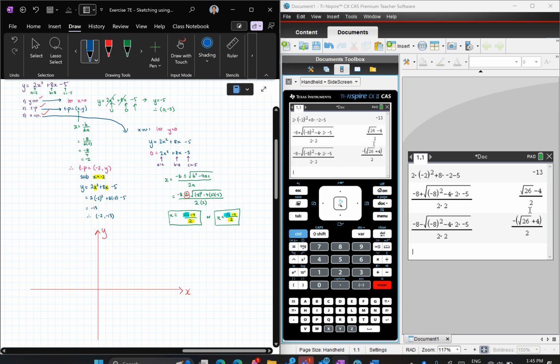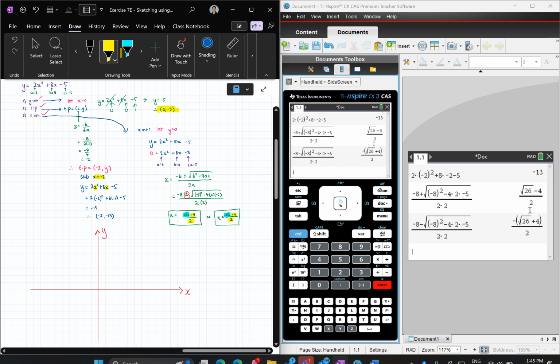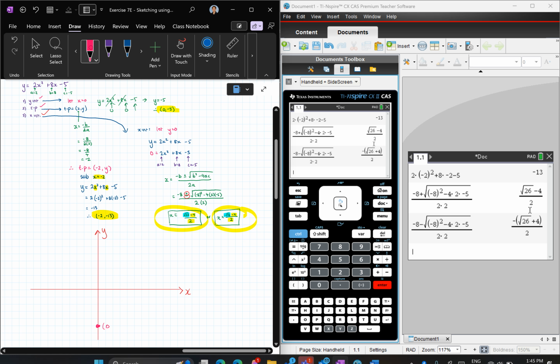Y-intercept was at, where was it again? It was, let me highlight it, 0, negative 5. Your turning point was at negative 2, negative 13, and then your two x-intercepts are here, right? So if I fill them in, here we go. I'm just going to use a pink one. Y-intercept is 0, negative 5, so it's down here, 0, negative 5. Just do an estimate.